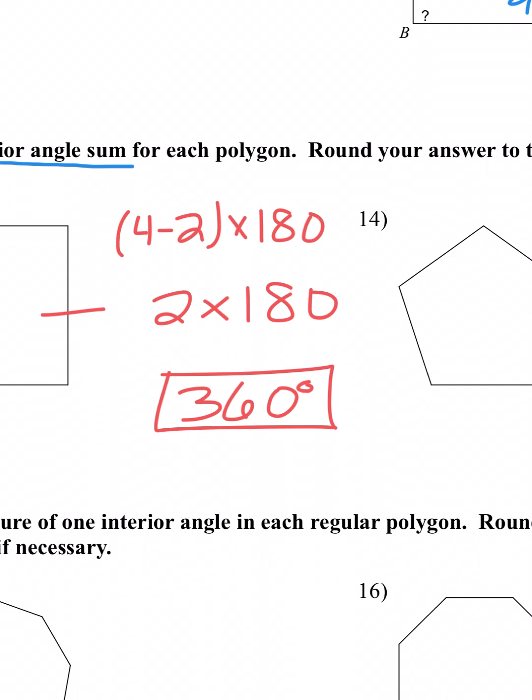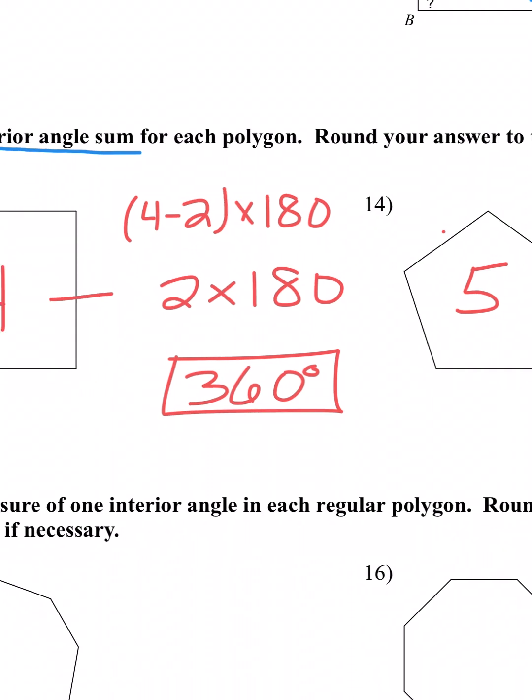Okay. How would number 14 change? The number of sides changes. What's 5? So instead of 4, I'm going to use 5. Okay? Questions on 13 and 14?